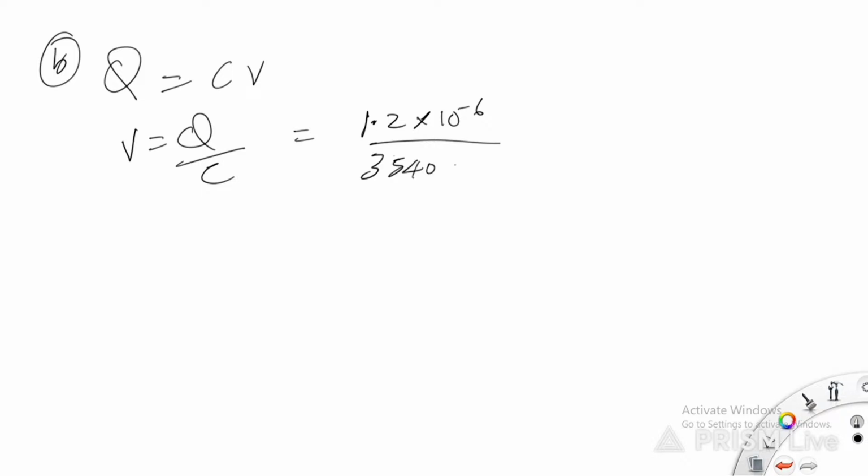3,540 multiplied by 10 to the minus 12. So dividing that, you have V is equal to what? 339 volts. That's our final answer. So let's now look at another example briefly.